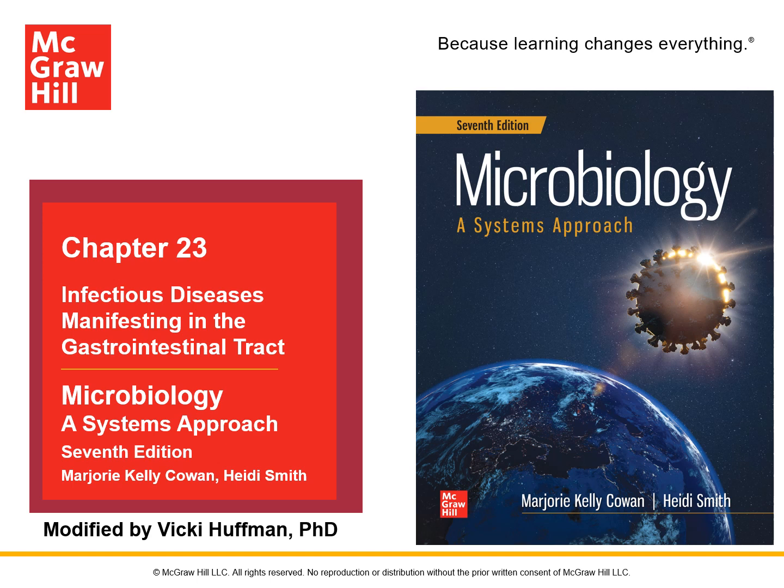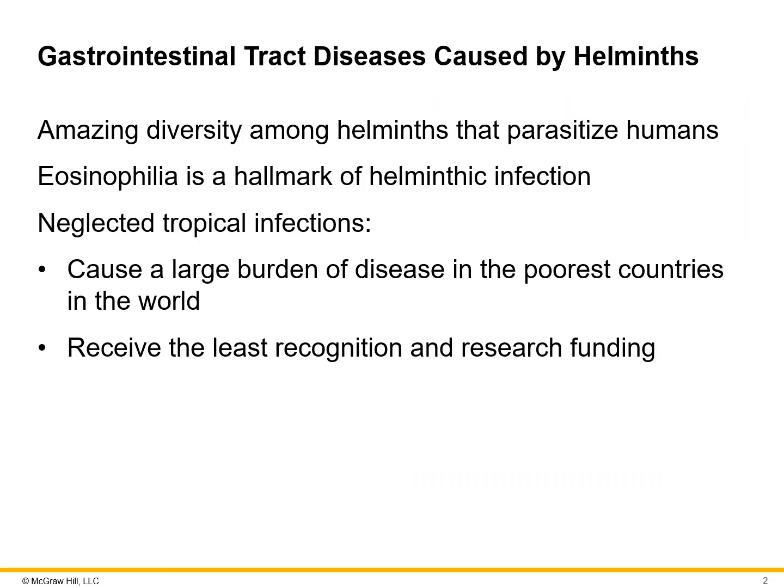In this video, we're going to be looking at the GI tract infections that are caused by those helminths. So it's just a little background about the helminths and these diseases. There is a lot of diversity among these that are able to infect or parasitize humans. Eosinophilia is the hallmark of that, so an increased amount of those eosinophils in the blood is one of the main ways of identifying it.